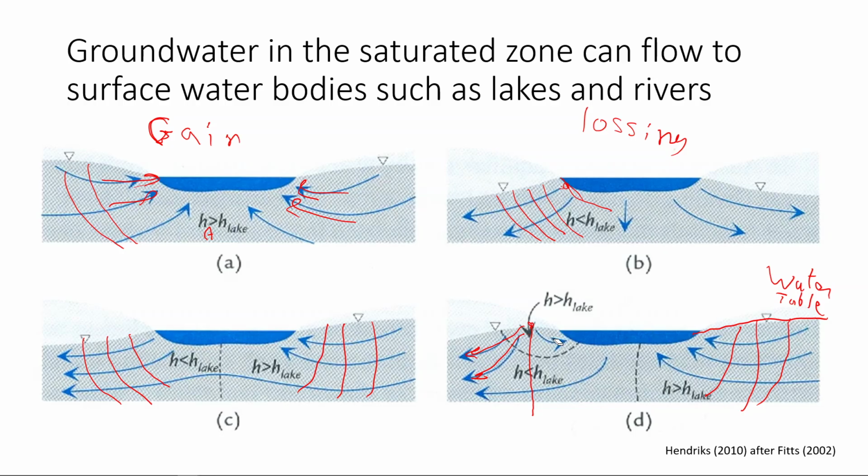But here you have this interesting situation. At this part of the lake, the water will be a losing lake. And at this part of the lake, it will be a gaining lake. And at this part of the lake, so here is gaining. Here is losing.